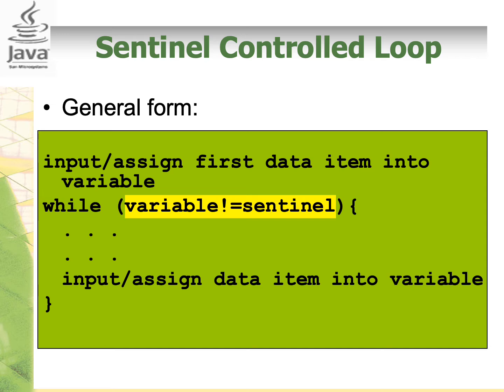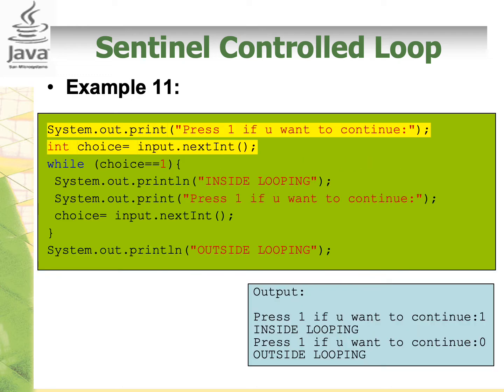The general form of it is variable not equal to sentinel value. We can use different equality operators such as equal to, larger than, or smaller than. Same as before, it can be used in while, do while, and for loop. Let's look at this example.